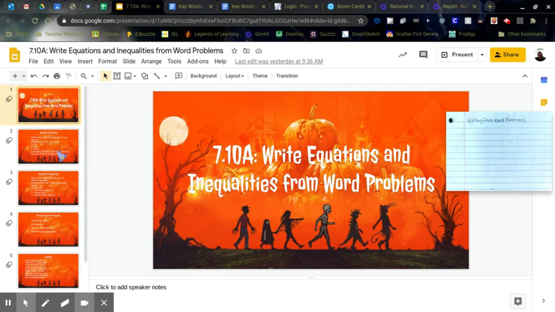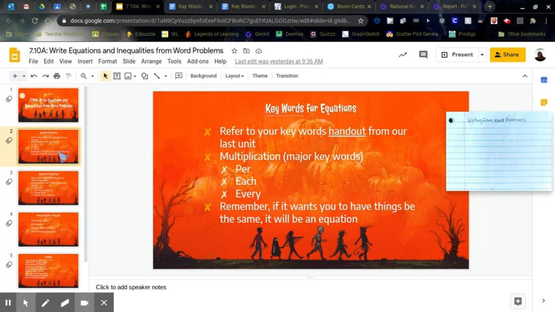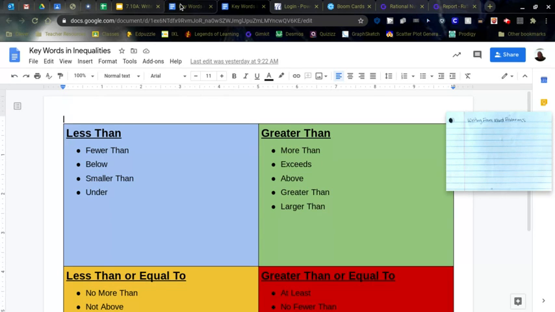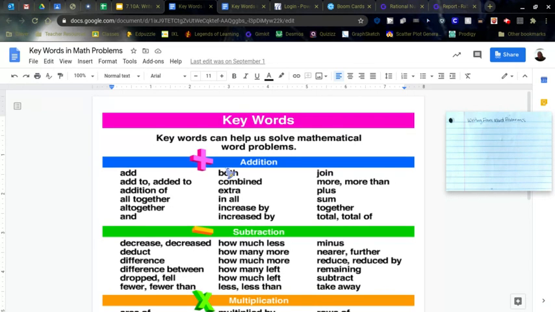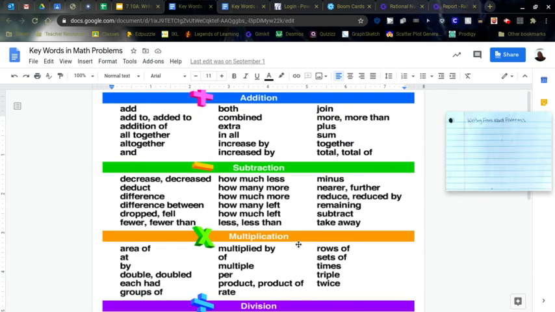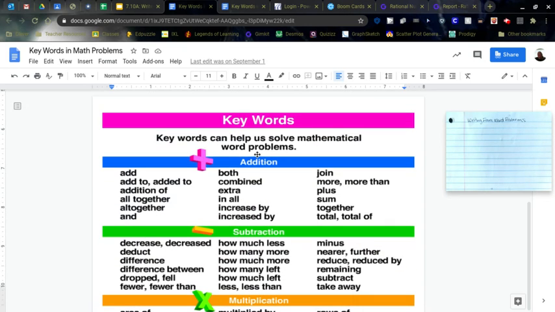Okay, so the first thing we want to talk about is our keywords. Keywords and equations. Make sure you refer to your keywords handout from our last unit, our keywords to tell if it's addition, subtraction, multiplication, division. Remember, refer to this handout and your notes from the last unit so you can see what these words are.